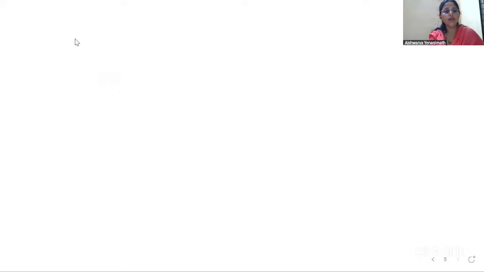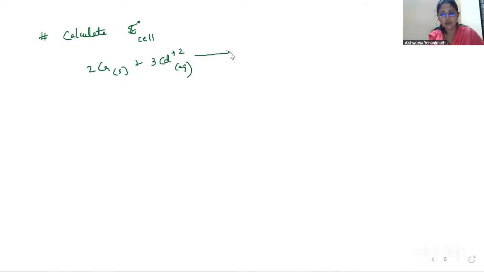So here we have one more problem. Let's take the last one. Calculate the standard cell potential, or I'll write E naught cell, of a galvanic cell in which the reaction is given: 2 Cr solid plus 3 Cd plus 2 aqueous gives 2 Cr plus 3 aqueous plus 3 Cd. So this is the reaction. Calculate E naught cell. So how do you do that?